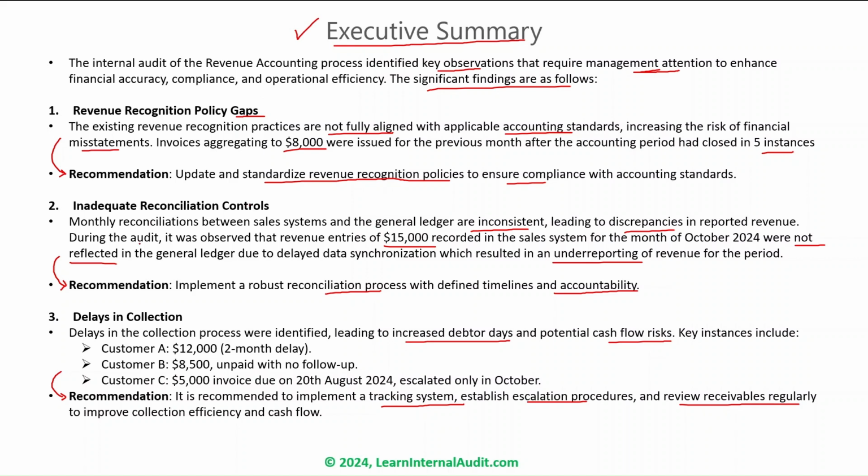So that's how an executive summary has been formulated. If you see, the executive summary is concise and to the point. It does not include any unnecessary or duplicate words.